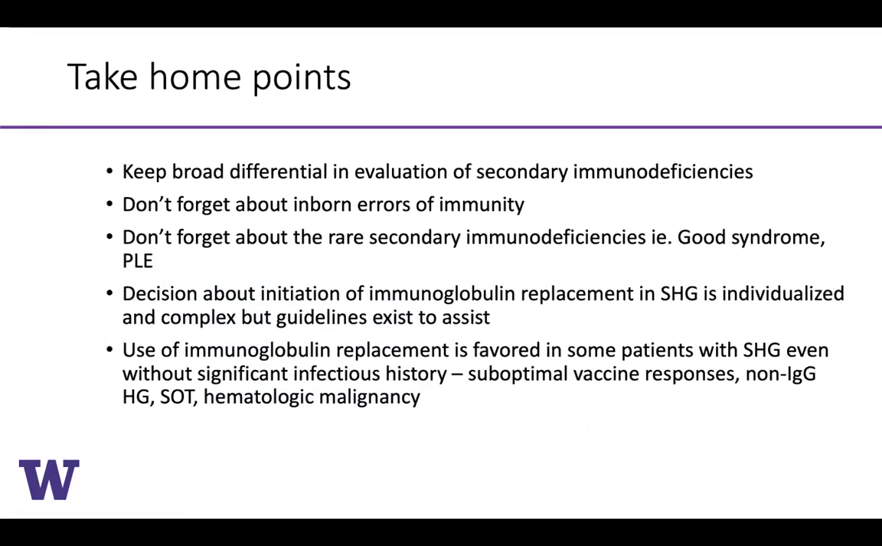So, quick take-home points: keep a broad differential in evaluation of secondary immunodeficiencies. Don't forget about inborn errors of immunity in the differential. Also, keep in mind the rare causes like Good syndrome or protein-losing enteropathy. The decision about initiation of immunoglobulin therapy is individualized and complex, but we do have some nice guidelines to fall back on. And notably, use of immunoglobulin replacement is favored in some patients with secondary hypogammaglobulinemia, even without significant infectious history, as we went over.